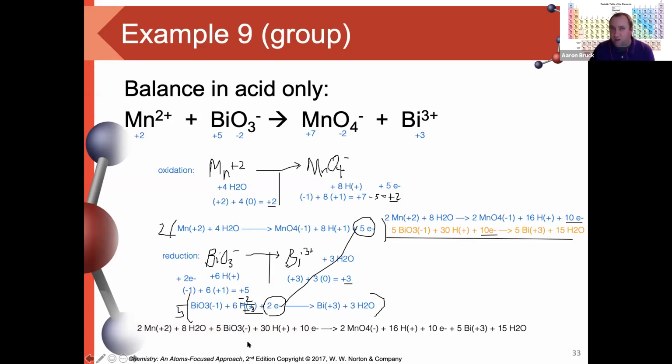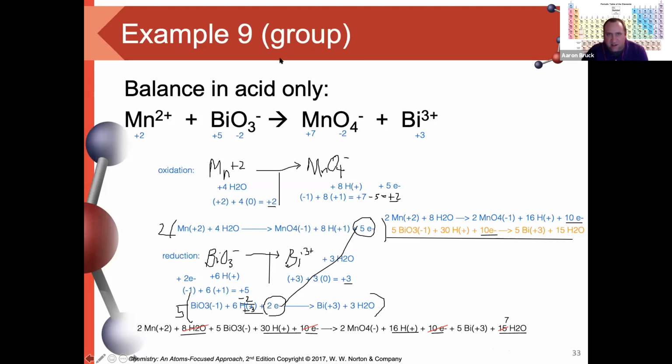Now, there is some extraneous fluff here. There are things that are common on both sides that would be in our best interest to get rid of. In particular, I have water common on both sides, hydrogen ion common on both sides, and electrons common on both sides. So similar to what we saw in net ionic equations yesterday, we are going to want to cut some of the things that are common because they cancel out. So the 10 electrons can cancel out. I have 8 waters on the reactant side that can negate 8 of those 15 waters on the product side. So that 15 becomes a 7.